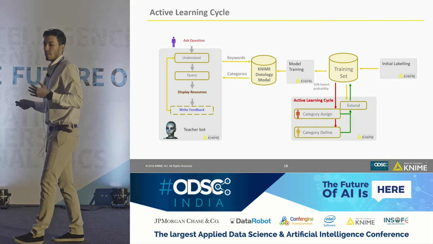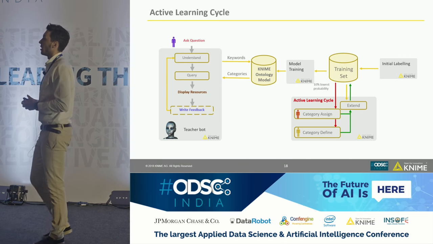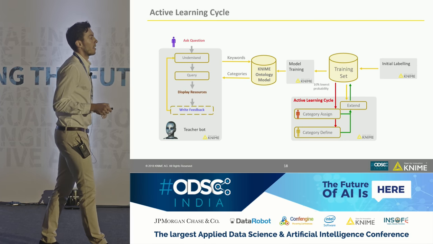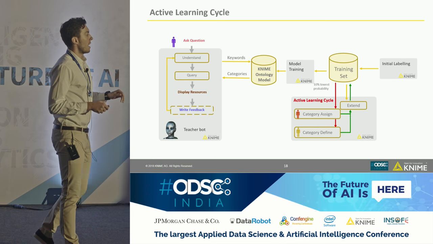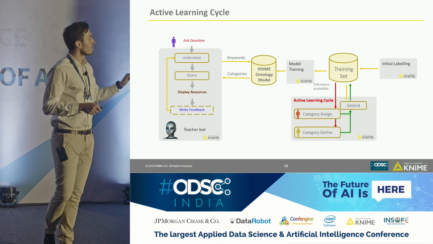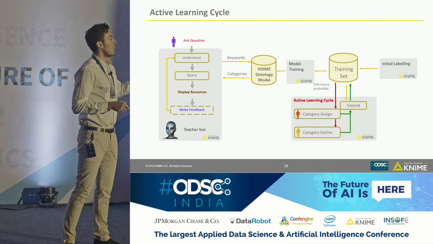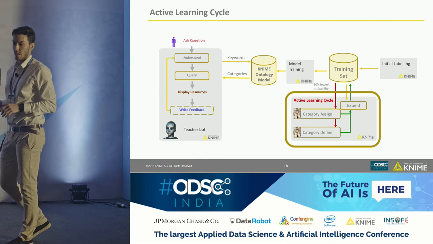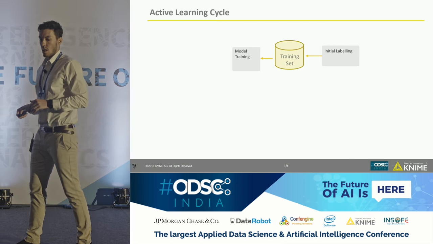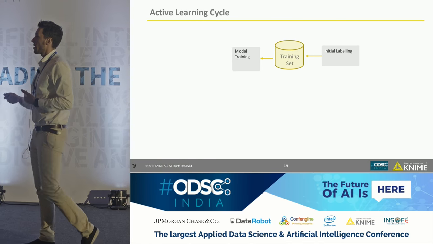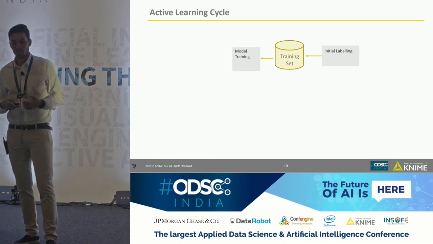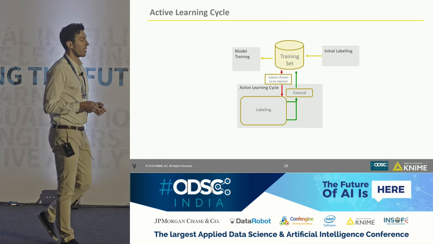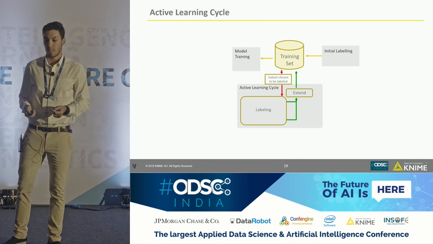Okay, so this is the active learning cycle, or in general, how EMIs has been built. So we have the user interface part, and then we have the KNIME ontology model. We train our model, and then we have our active learning cycle in there. If we look at the details of this active learning cycle, as we have seen, we have an initial labeling phase, a training set, and a model training. Then we choose the subset to be labeled. And here we start with the active learning cycle.